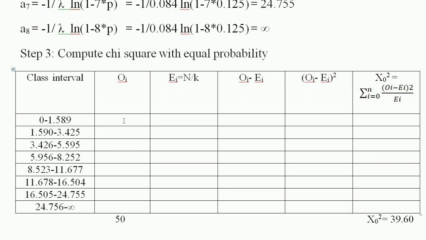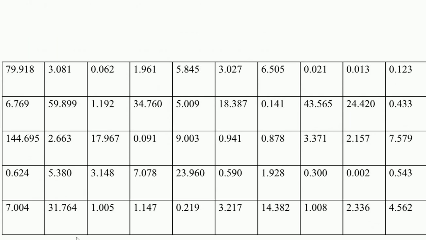Now Oi is nothing but the observed frequency. How we are going to calculate the observed frequency is, how many random numbers lie between 0.0 to 1.589. How many values are there in the given table? We have to count those values. Now let us count how many values are there in the table.